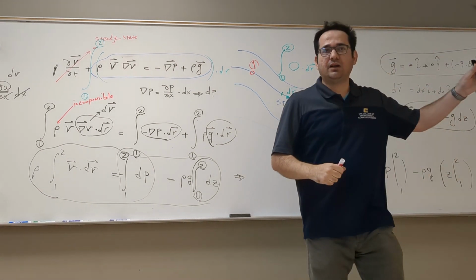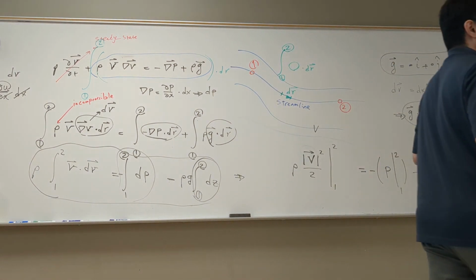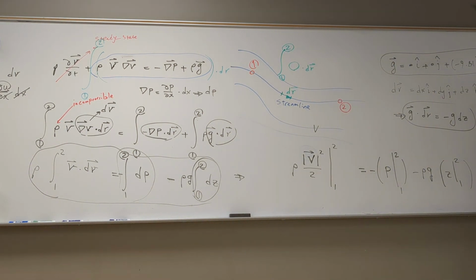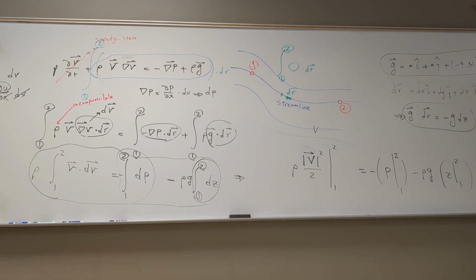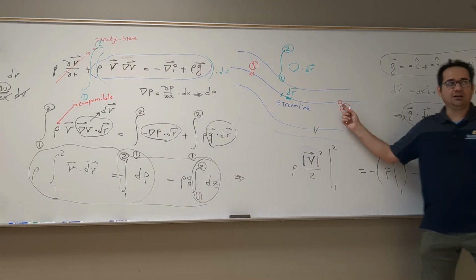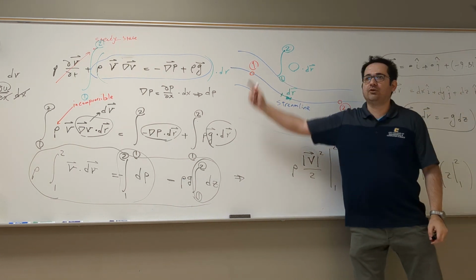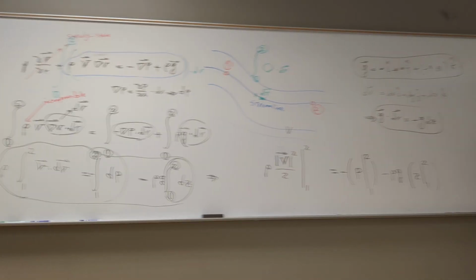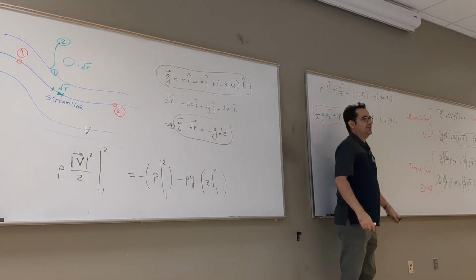The sum of these terms is constant. Look at it: 1/2 rho v squared plus p plus rho g z. It doesn't matter. If I take this sum at point 2, that sum is equal to the sum at point 1. This is exactly what the equation is.